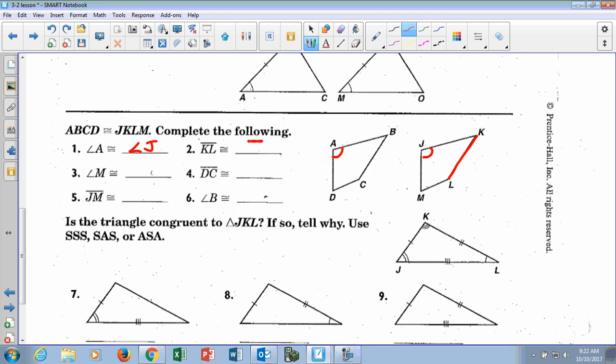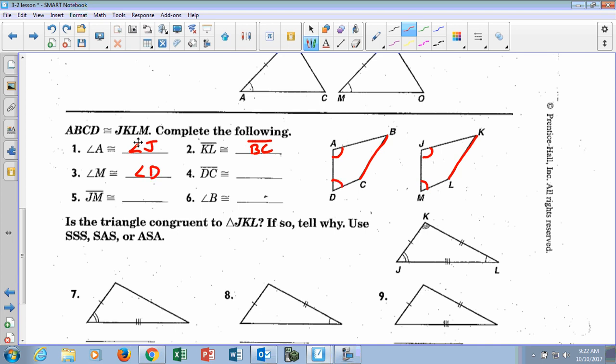BC. So line over the top and BC. So that's right there. Angle M. Angle M is right here. Would be congruent to, Ashley? Angle D. Good. So angle there, angle there.